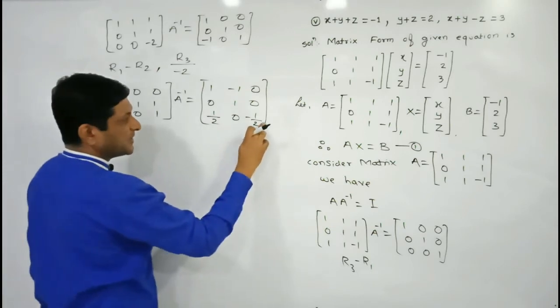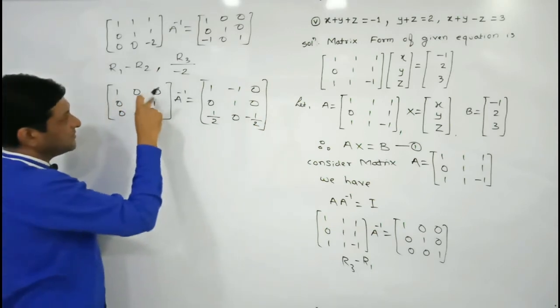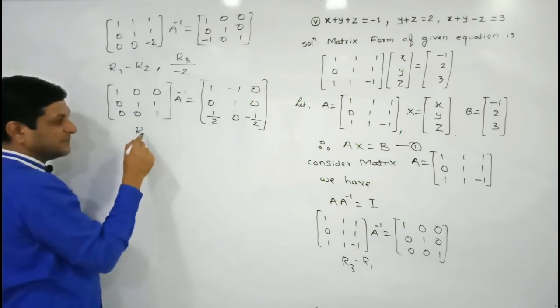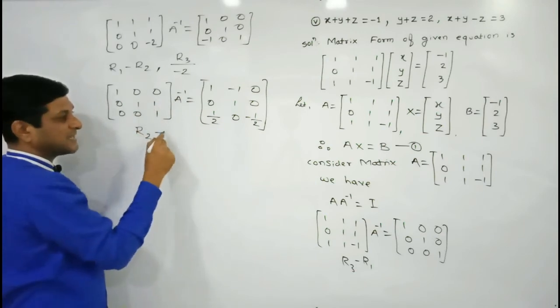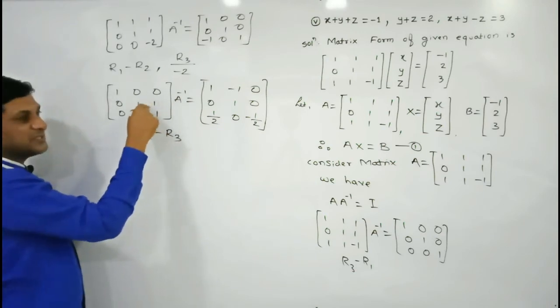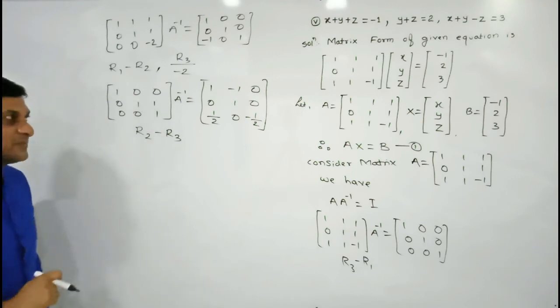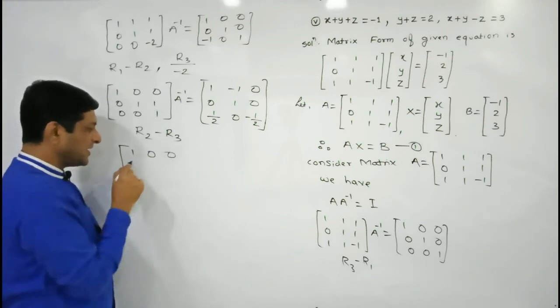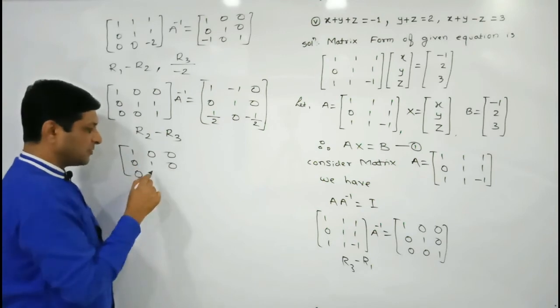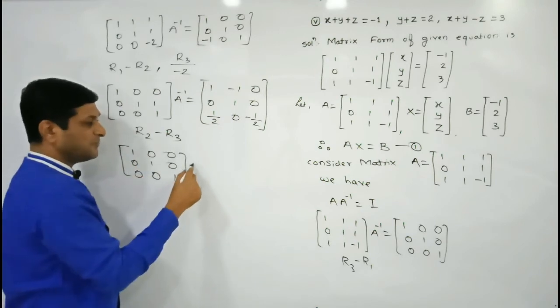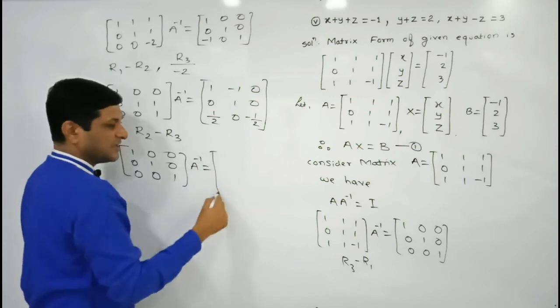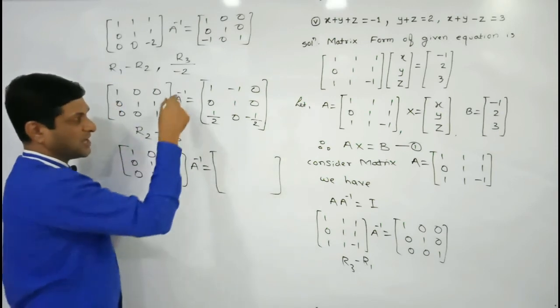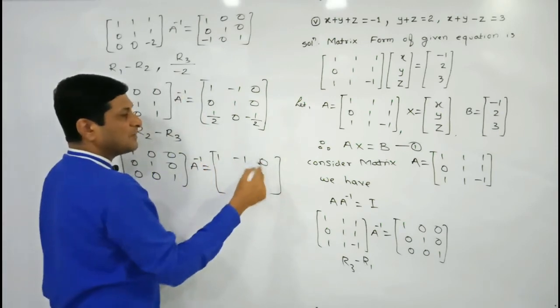Our last operation is to convert this element into 0, which is the element of R2, and R2 minus R3. After this operation, this element will become 0 and this matrix will become identity matrix. So here first matrix will become what? Identity after performing this operation. But perform the same operation very carefully. On this side operation is on R2, so keep element of R1 as it is.